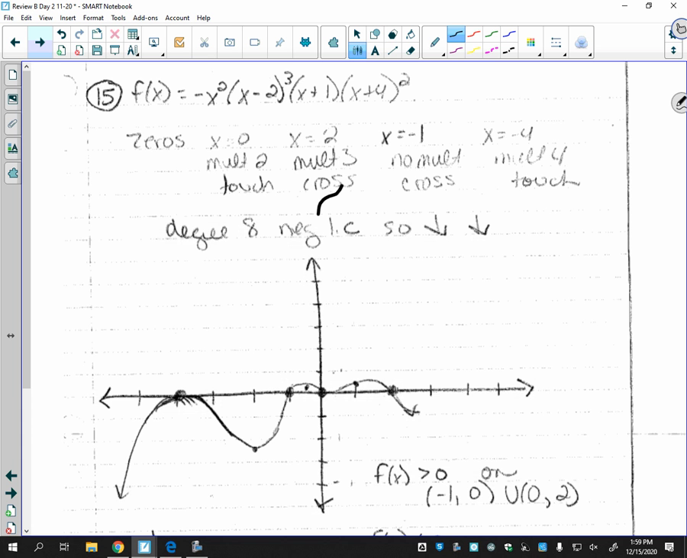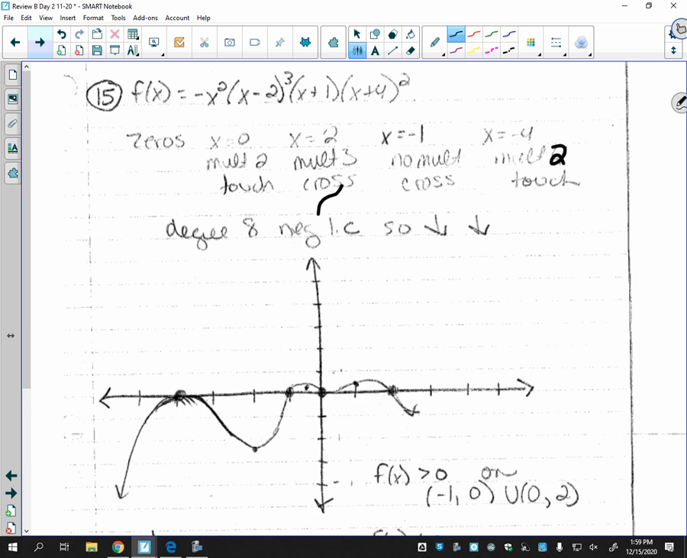Negative 1 has no multiplicity, or you could say multiplicity of 1. And that one's just going to cross, just like linear. And then negative 4 has a multiplicity of, did I say 4? I think that should say 2, right? Did I write that wrong? Or it's 2? Yeah. Which means it also just touches.